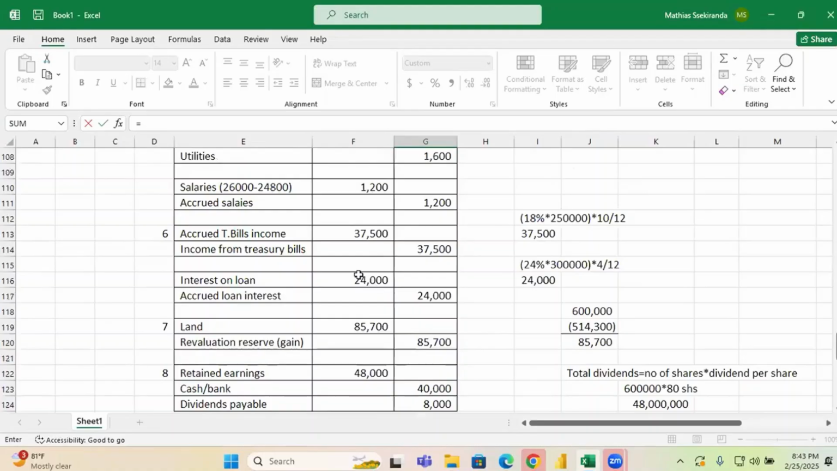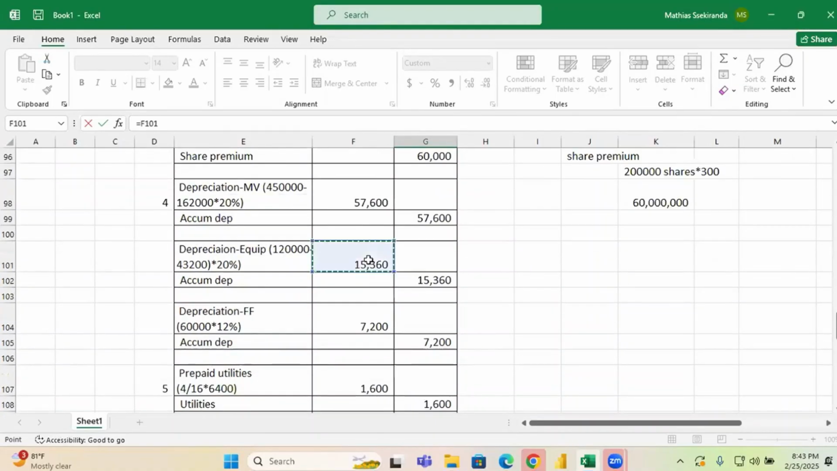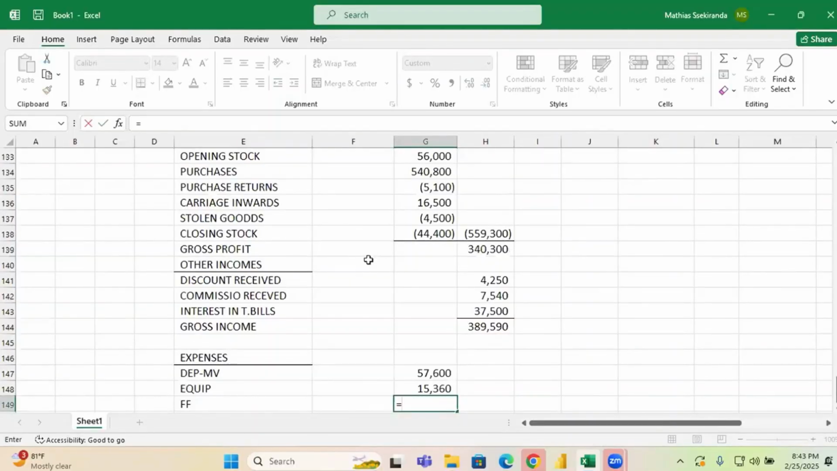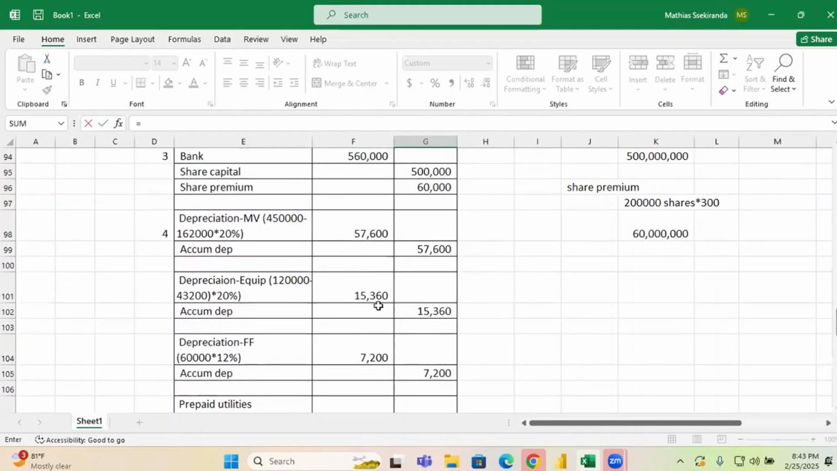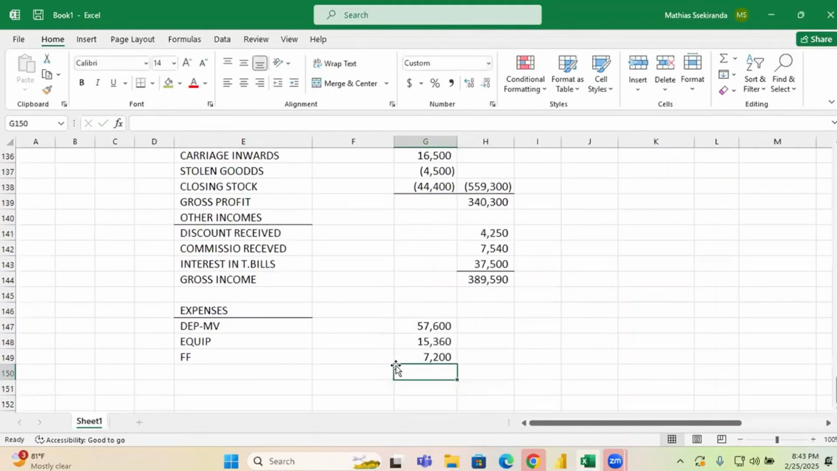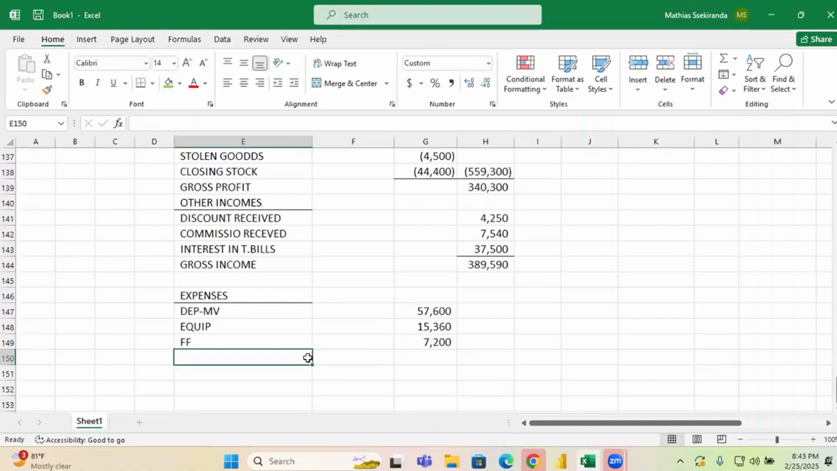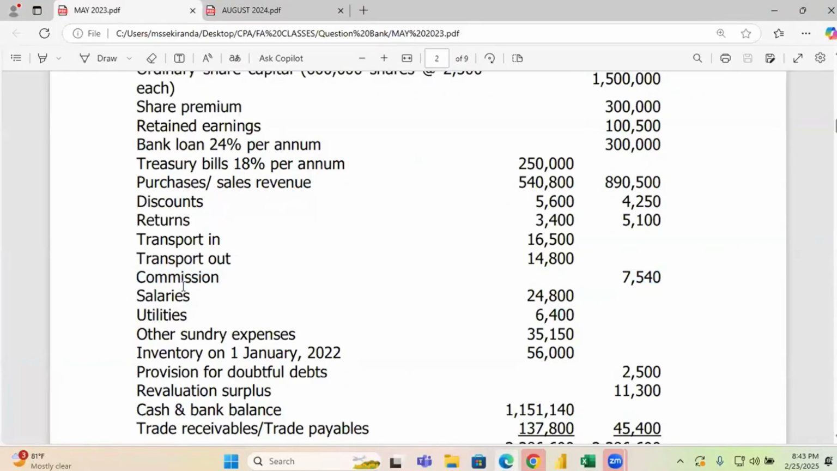So equipment is this, and then furniture is this. Okay. I'll bring them just like that. I have discount allowed. We have carriage outwards, what they call transport out. So let's bring the figures.